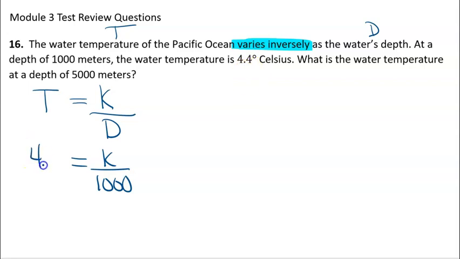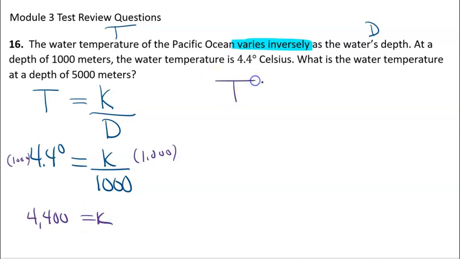Okay, so 4.4 degrees. Now to solve for K, I'm going to multiply both sides by 1,000, right? I need to get that K by itself, multiply by 1,000, multiply by 1,000. Y'all know 4.4 multiplied by 1,000, 4,400 is equal to K. So that's my formula. T equals, plug in for K, 4,400 over D. Okay, but don't worry about that.